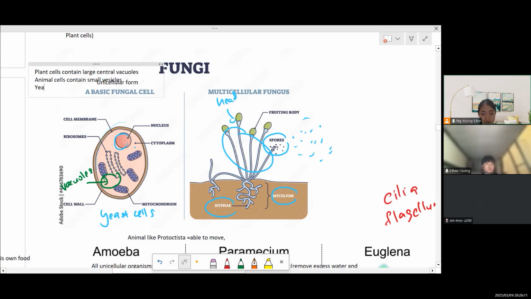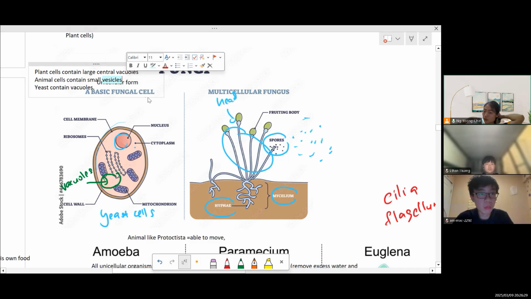Yeast contains vacuole. Vesicle is a bit different from the vacuole. Vesicle is a kind of sac-like structure. They are found inside animal cells. Okay, later I will show you, in another topic. Vesicle.